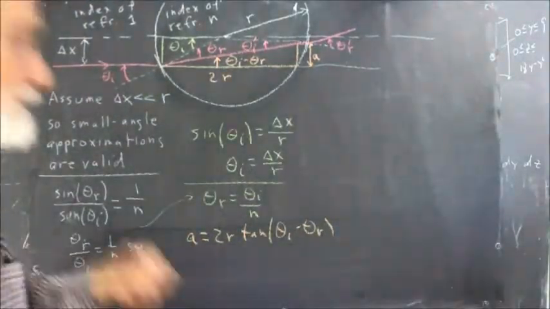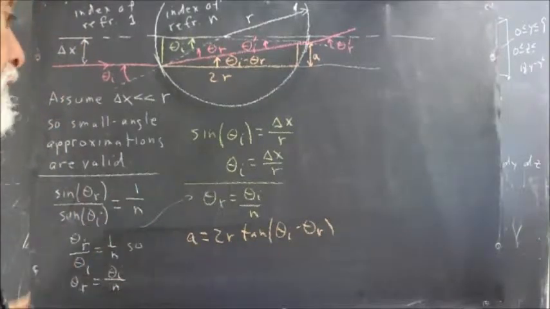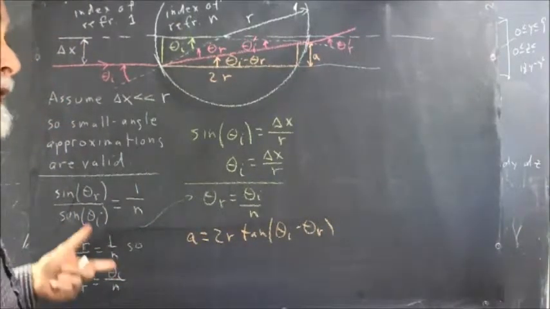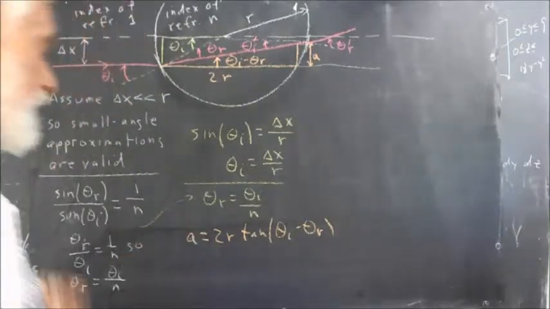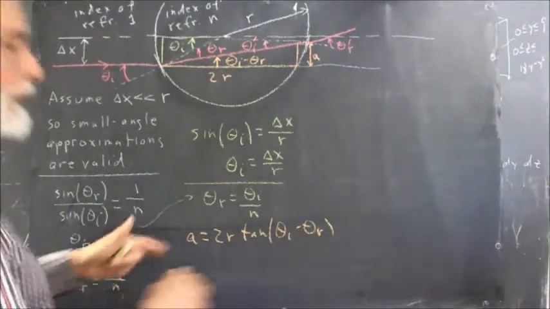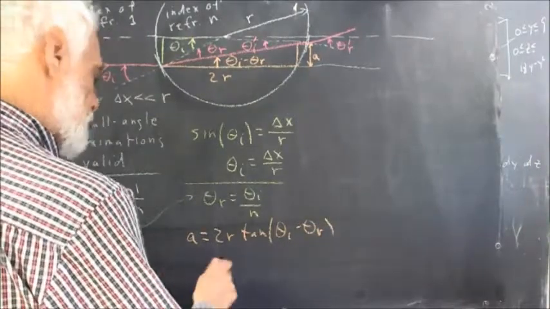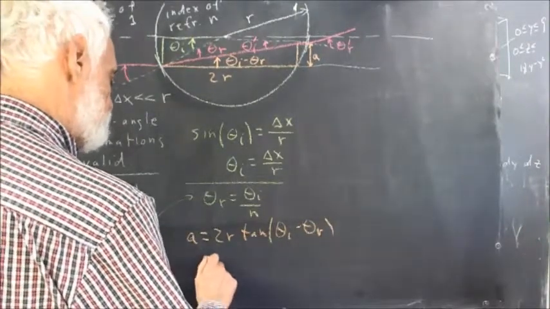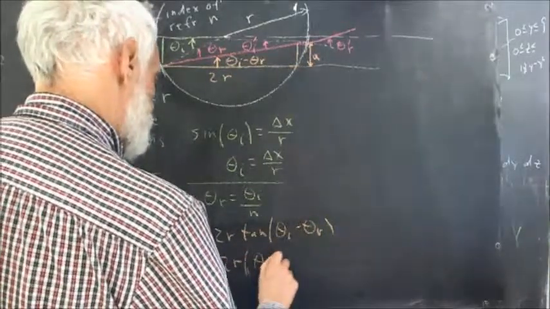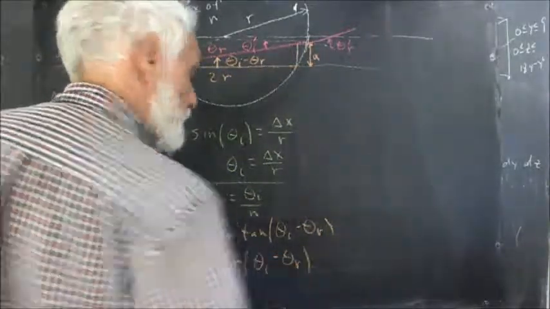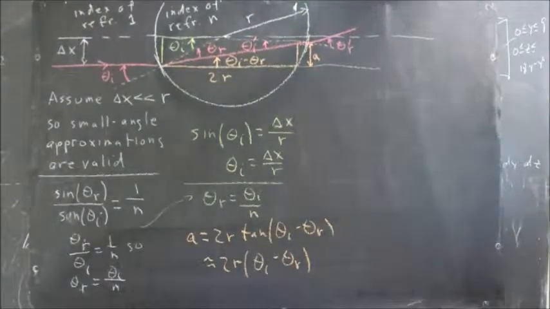Now the tangent for small angles is pretty much equal to the sine because the cosine of a small angle is very close to 1. Cosine of angle 0 is 1. So that's going to be just 2r times theta I minus theta sub r.